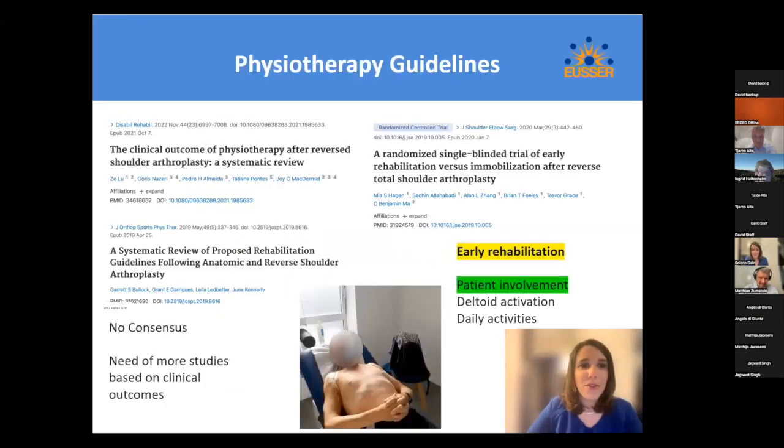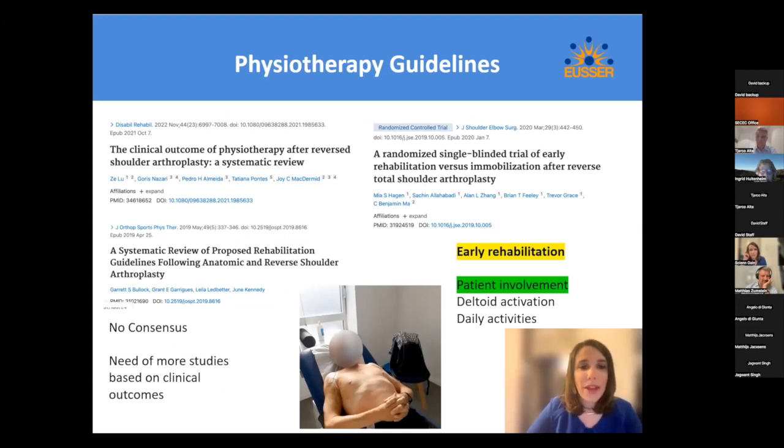So what are the physiotherapy guidelines? If we look at systematic reviews, there is no consensus about physiotherapy after reverse shoulder arthroplasty. And there is a need of more studies based on clinical outcomes.